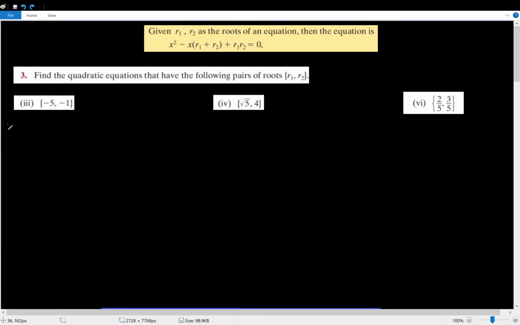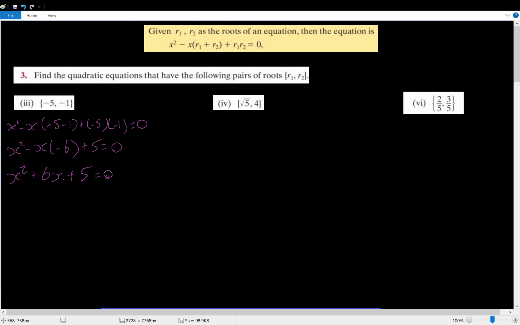So in part 3, we're going to have x squared minus x times (minus 5 minus 1) plus (minus 5) times (minus 1), and that's equal to 0. So we're going to get x squared minus x times minus 6 plus 5 equals 0. So we're going to get x squared plus 6x plus 5 is equal to 0. And that's our quadratic equation from part 3.